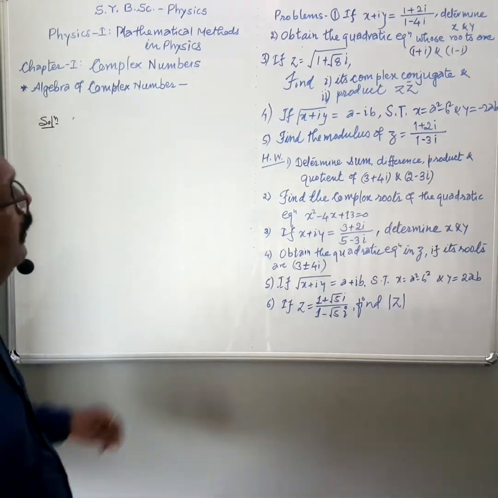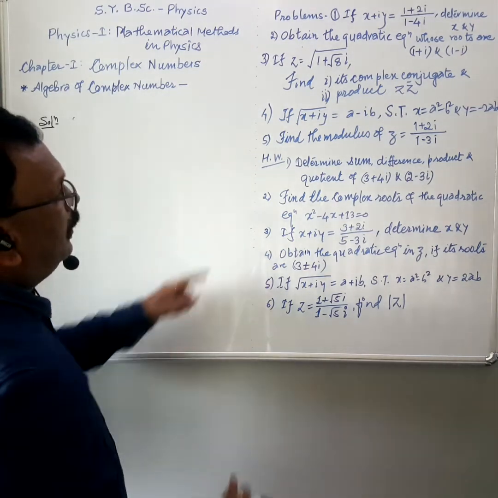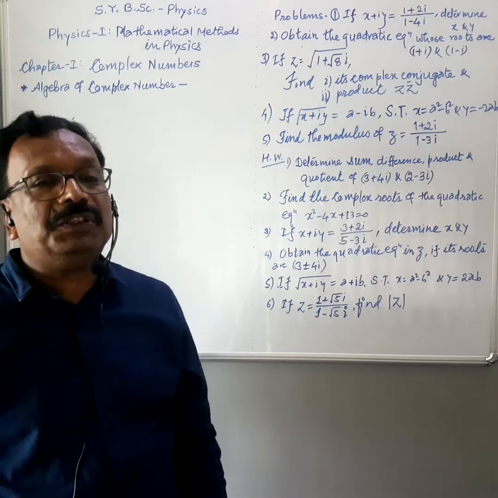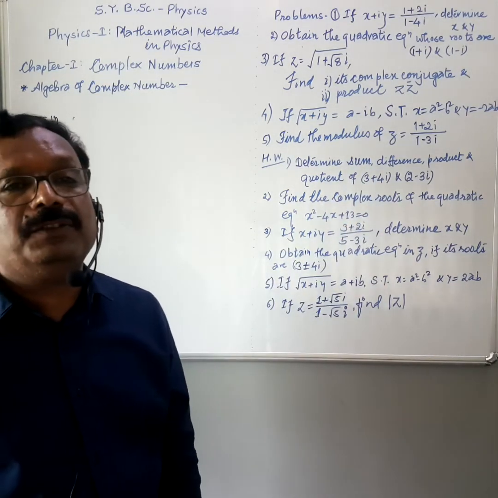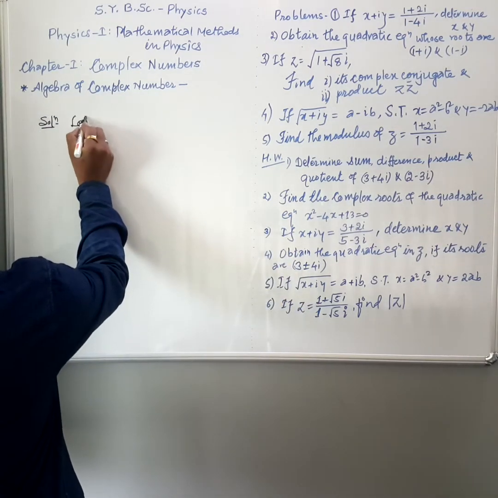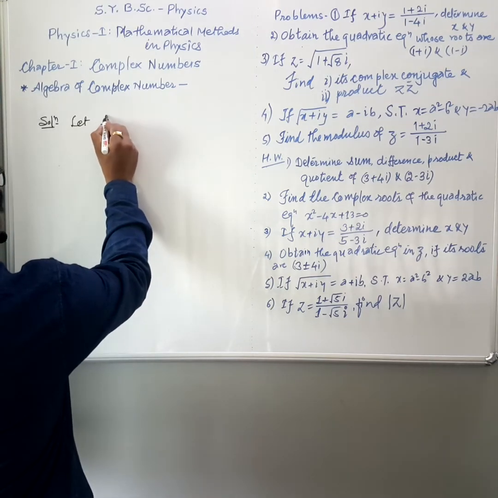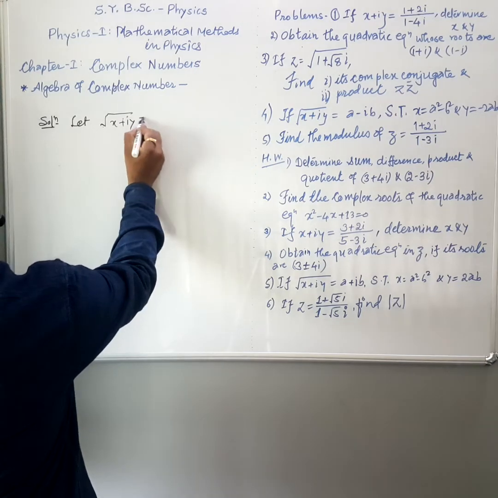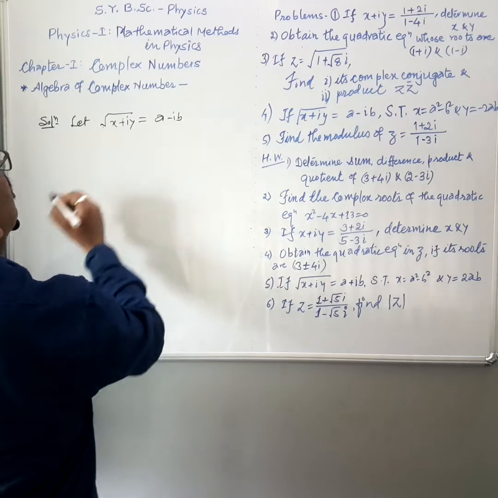Now, consider another example. If square root of x plus iy is equal to a minus ib, then show that x is equal to a square minus b square and y is equal to minus twice ab. Solution: let square root of x plus iy is equal to a minus ib.